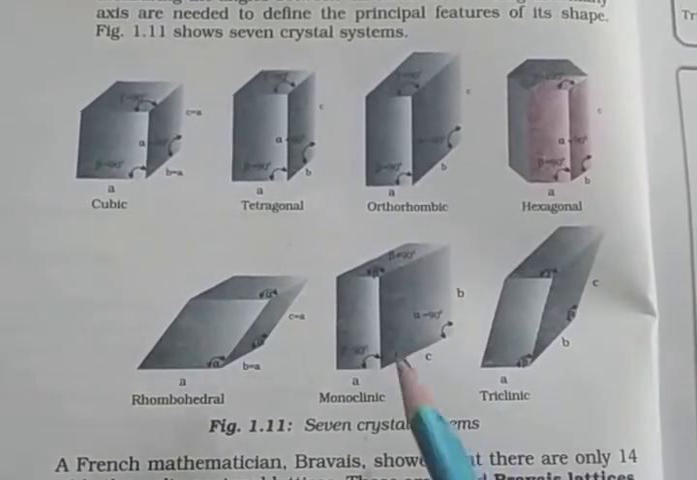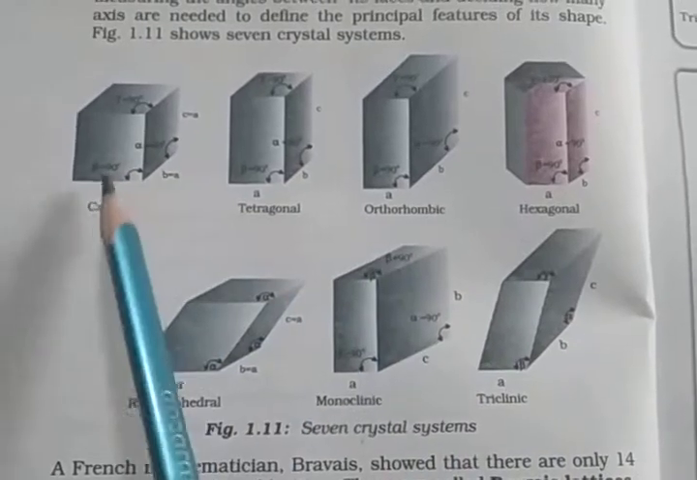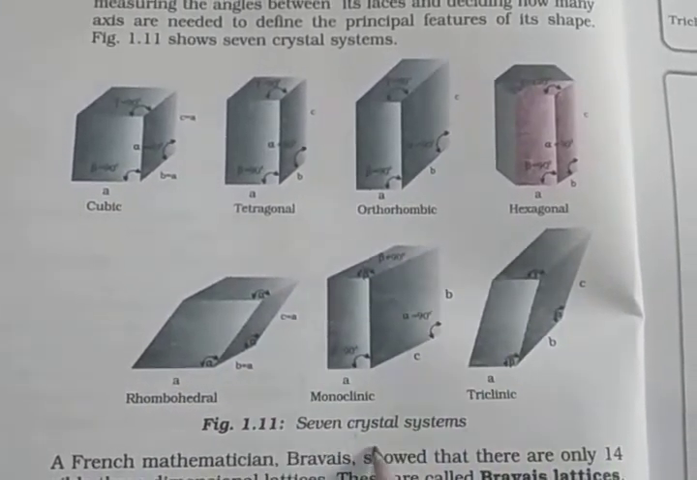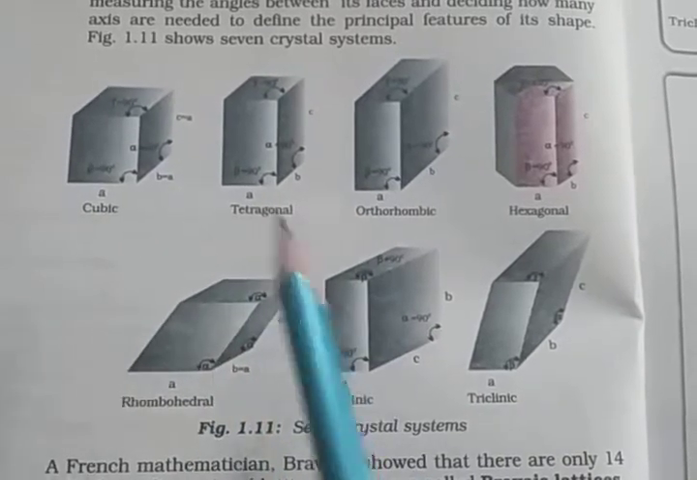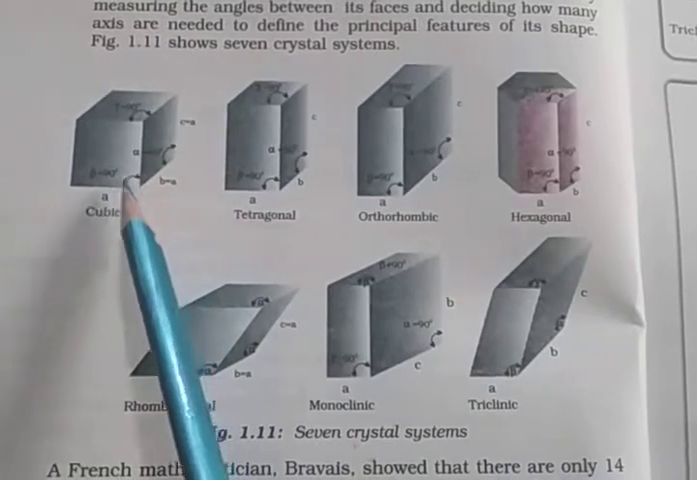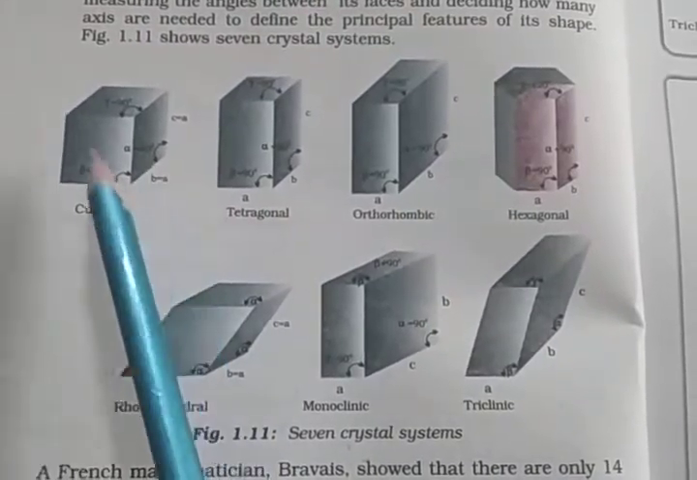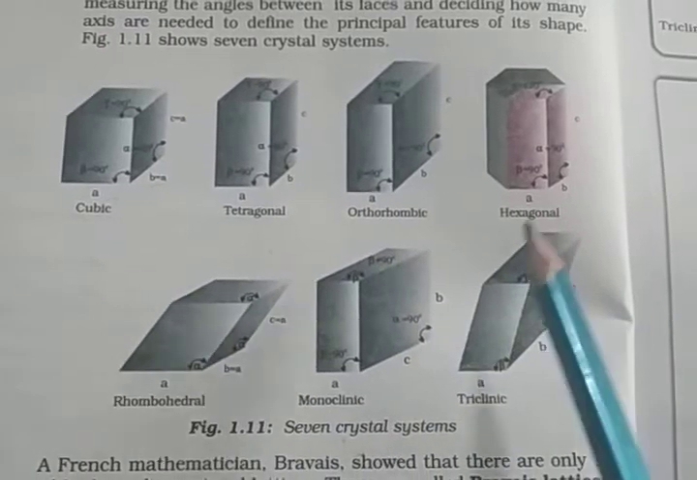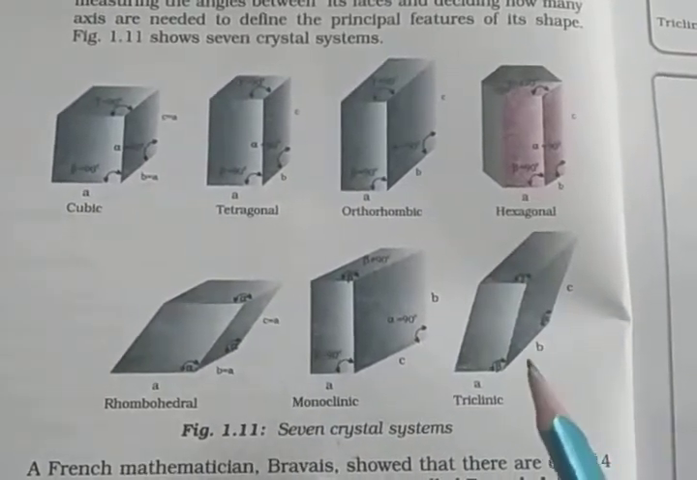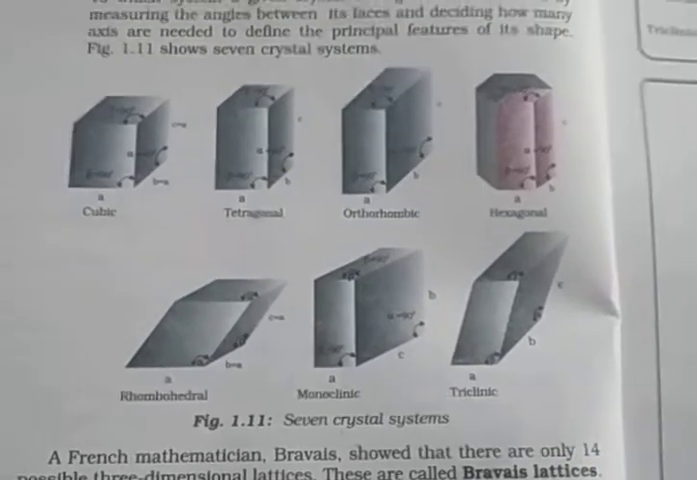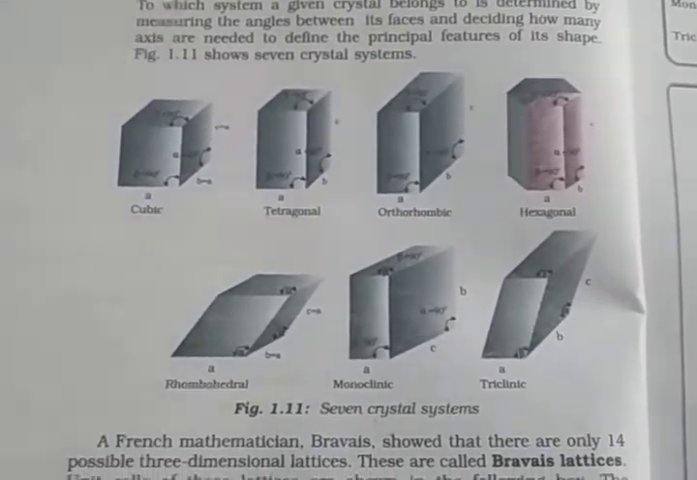Okay, so we have to see why these are different from each other. The difference is only in the edge lengths A, B and C, and also the angles alpha, beta and gamma. So we have to see the possible variations, edge lengths and axial angles, and then examples. Okay, so let us start.